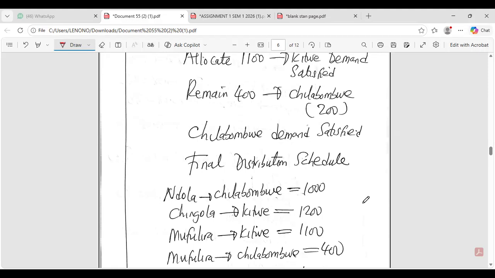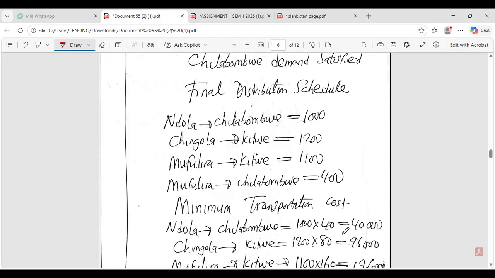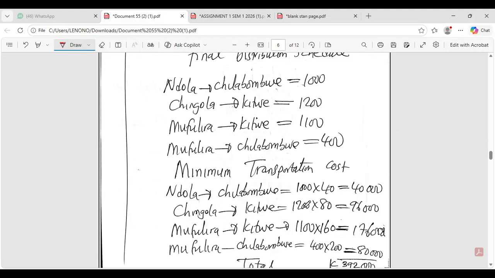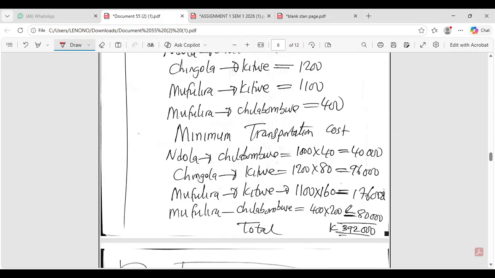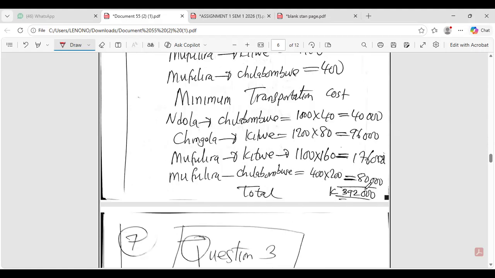So the final distribution schedule: Ndola to Chilabombwe is 1,000. Chingola to Kitwe is 1,200. Then Mfulira to Kitwe is 1,100. Then Mfulira to Chilabombwe is 400. And the minimum cost of transportation will give us 1,000 times 40 is 40,000. Chingola to Kitwe is giving us 96,000. Mfulira to Kitwe is giving us 176,000. And Mfulira to Chilabombwe is 80,000. So the total cost is giving us 392,000.